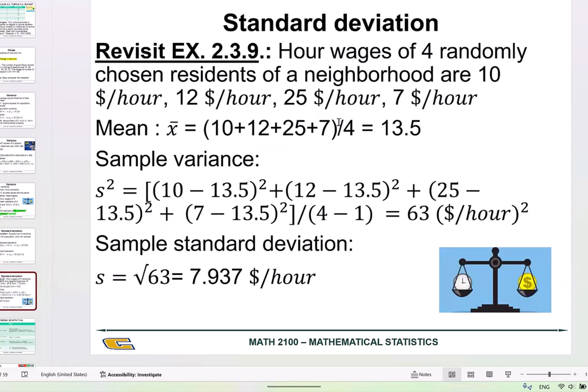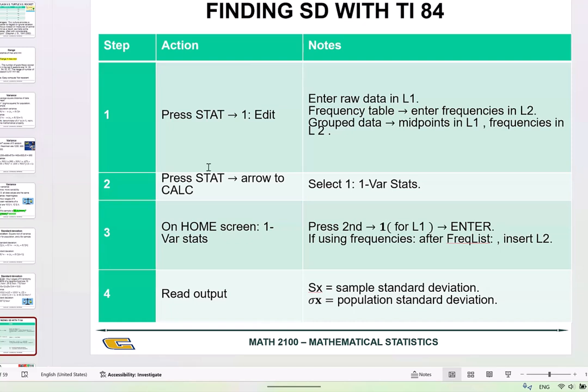So now we revisit this example. We have the wage for randomly chosen residents in the neighborhood. You can calculate the mean, then you get the sample variance here. And because of the unit here, you take a square root and bring it back to dollar per hour. And here is how you can use the TI to get the mean and the standard deviation.